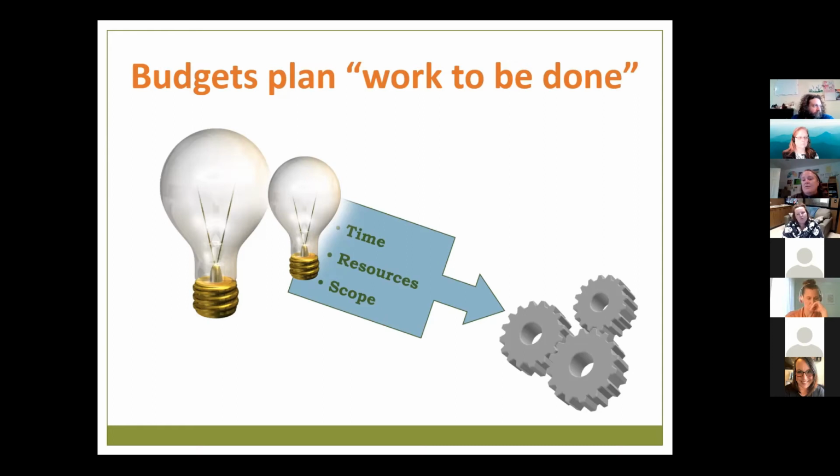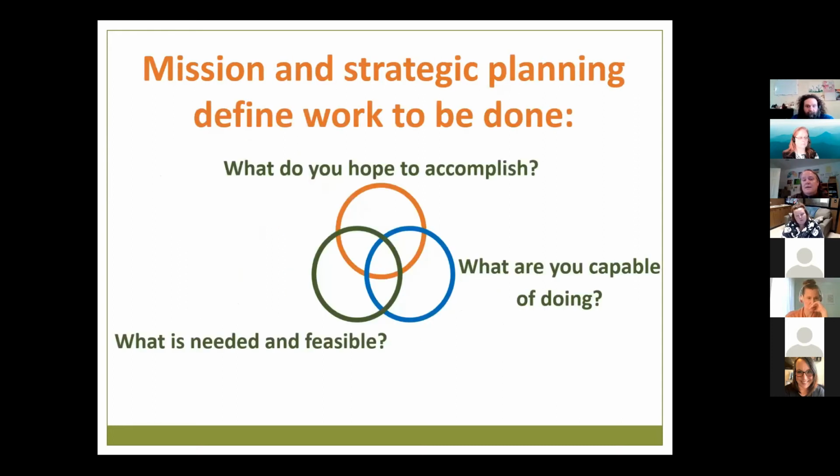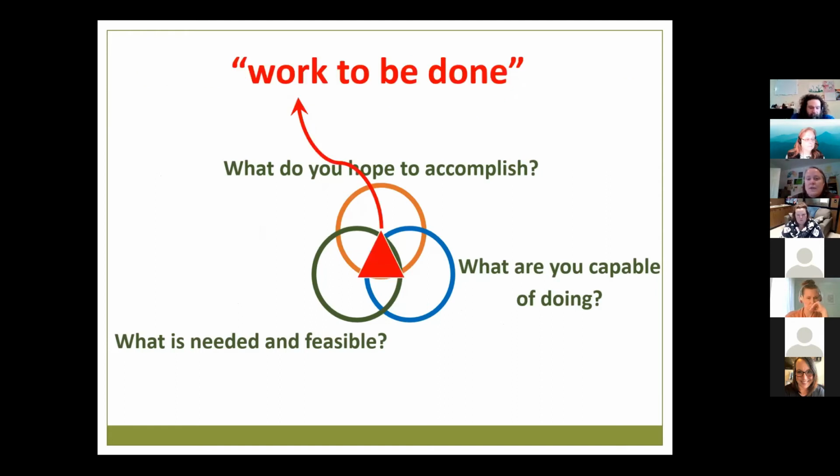Where did that come up before? It actually came from what we call a Venn diagram of our mission, what you hope to accomplish, and then the strategic plan, what you're capable of doing and what's needed and feasible. So that intersection of them all, that's our work to be done. It's that sliver of our full mission that is the strategic work that we should be doing right now.